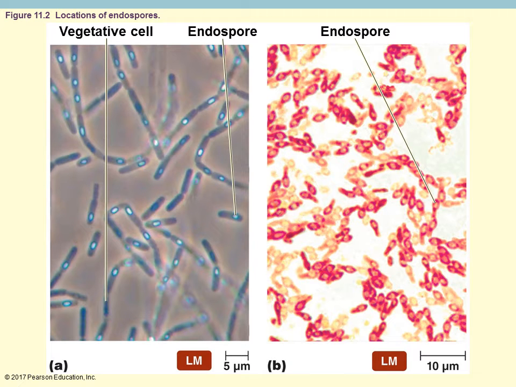So this is showing in the slides, the vegetative cell is the cell that's actively growing, and then the spores you can see, sometimes they're in the middle of the cell, sometimes they're on the end of the cell, but they're inside the cell.